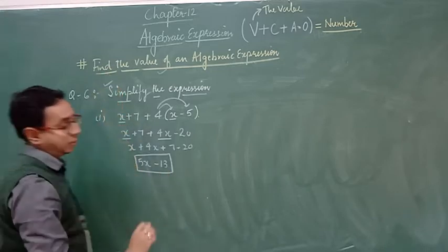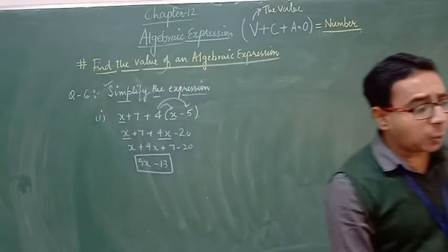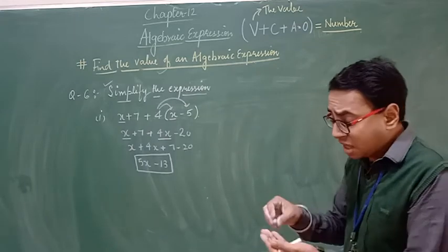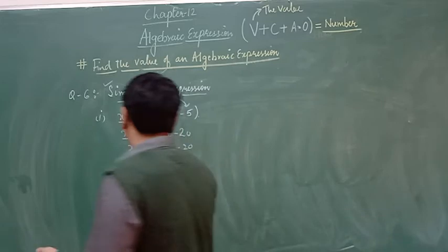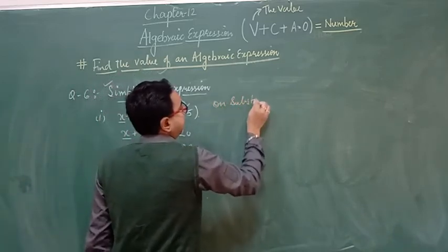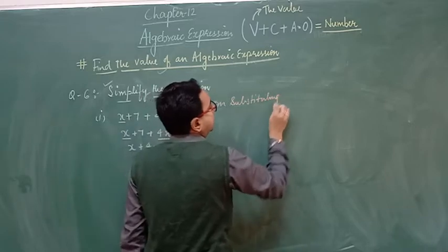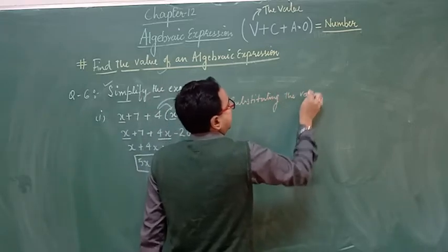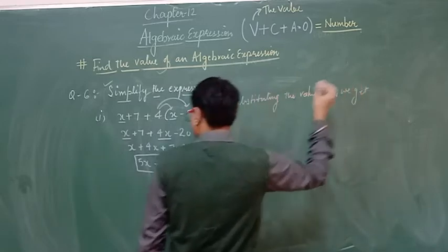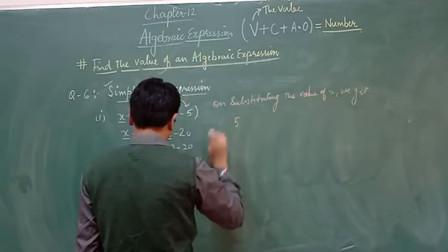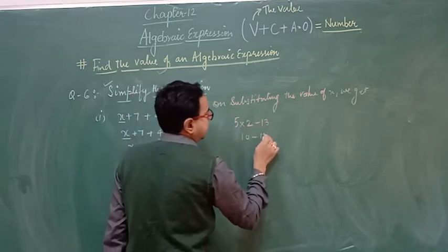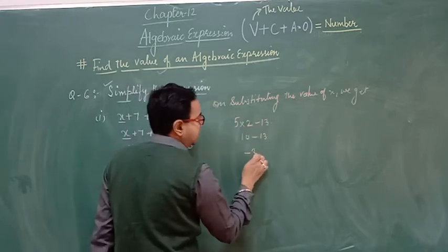One part is solved. Next, the second part of the question is to find the value if x is equal to 2. Now, if x is equal to 2, we have to find the value. So how will we do it? On substituting the value of x, we get 5 into 2 minus 13. 10 minus 13, that is minus 3.